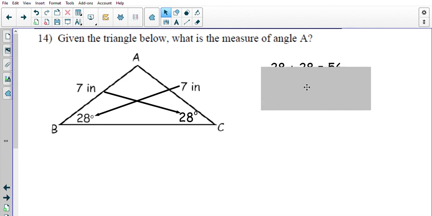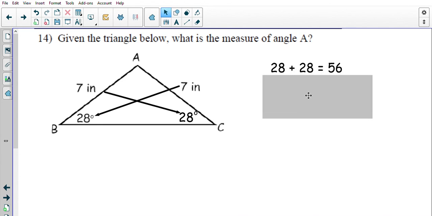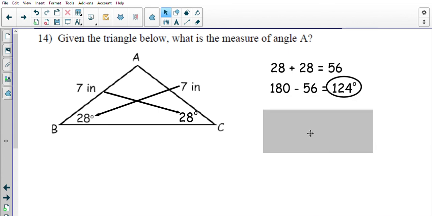So let's add 28 and 28 together. It gets us 56. Since we know that our three angles need to total 180, take 180 minus 56 to get 124 degrees for the measure of angle A.